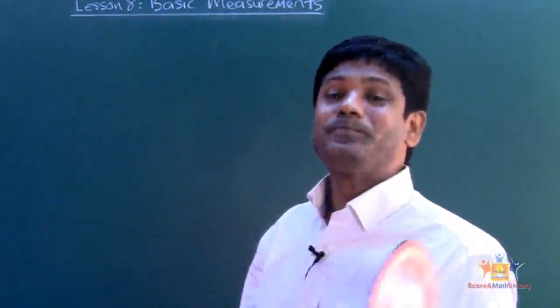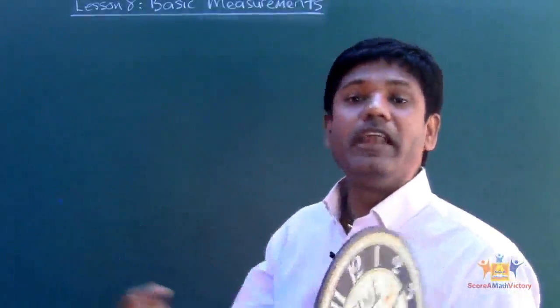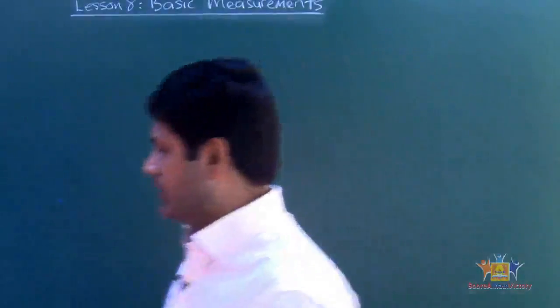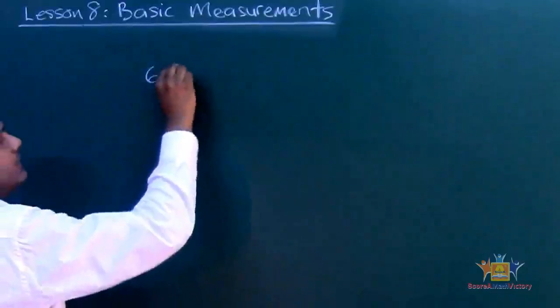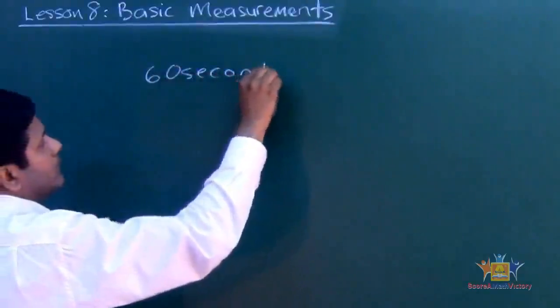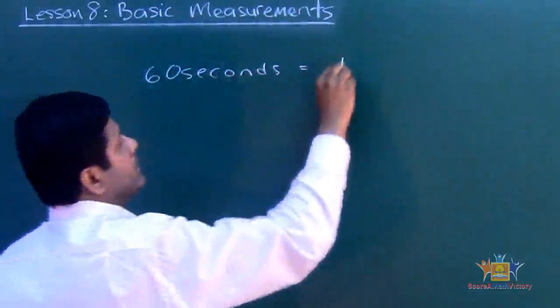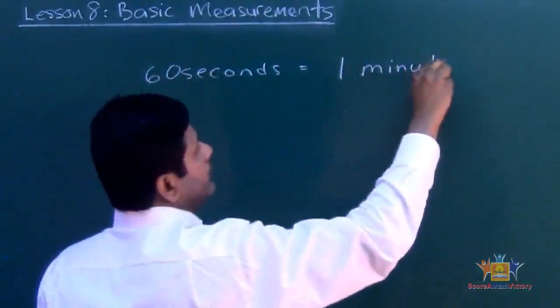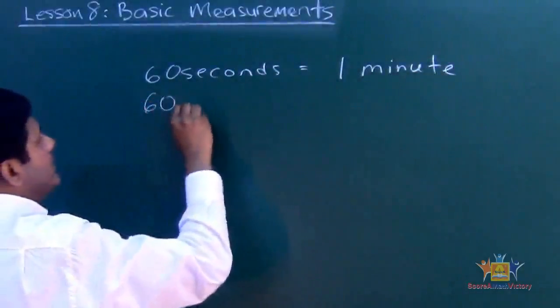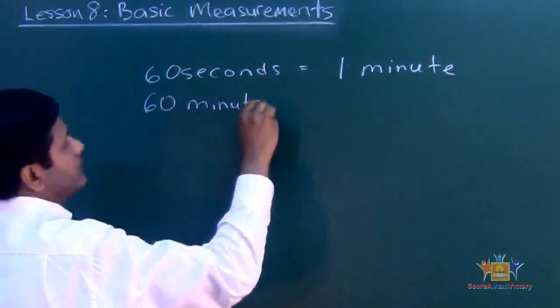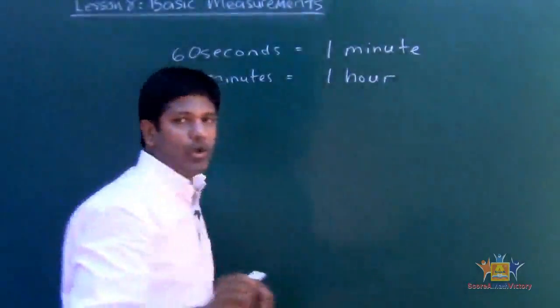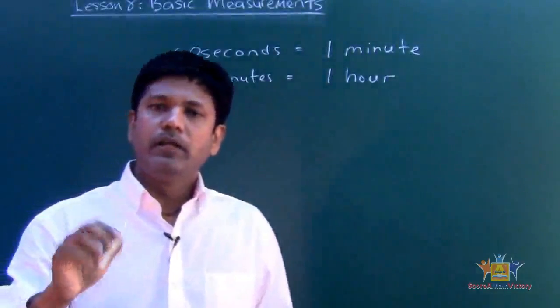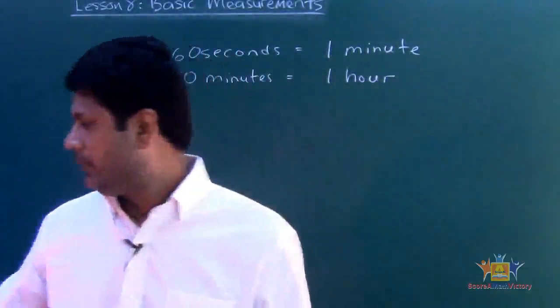Alright? Good. Well, that should lead us to the relationship between the units. So let's talk about that. So now we know that 60 seconds makes how many minutes? 1 minute. And then 60 minutes makes how many hours? 1 hour. Very good.